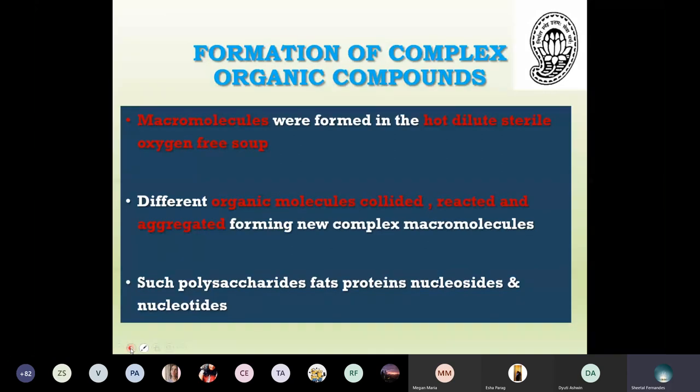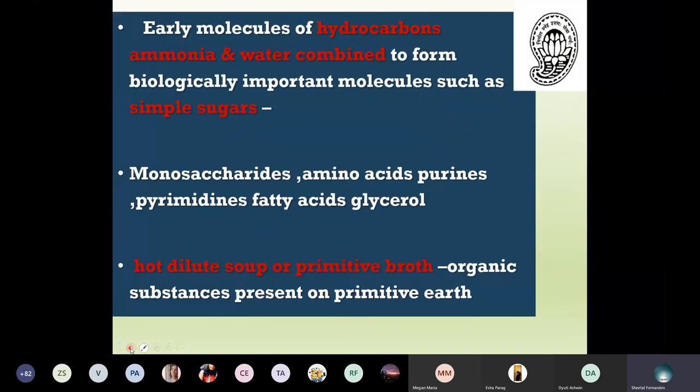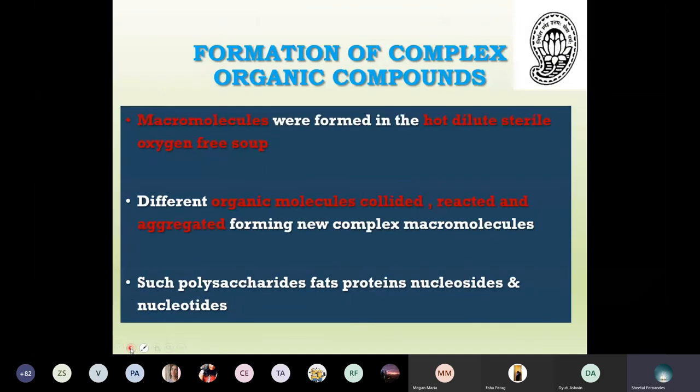You remember the Piccolina video that you have seen where the water molecule talks about its journey. This is what it means. And from them, from the micromolecules, macromolecules came into existence. Macromolecules were now formed because of other reactions in the hot, dilute, sterile soup.